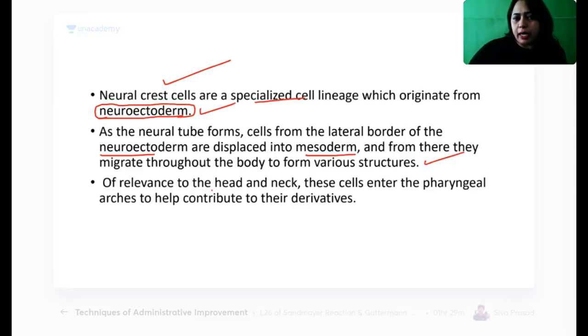In relevance to head and neck structures, because we are talking about embryology of the head and neck alone, it mainly helps in all these pharyngeal arches and their derivatives. So all those derivatives that you get from the pharyngeal arches, that is the first arch, second arch, third, fourth, and the sixth arch, all these arches also have the contribution from neural crest cells.